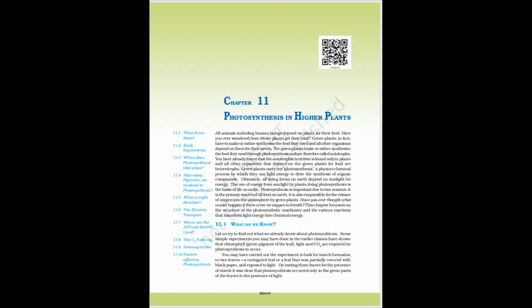He observed that the bacteria accumulated mainly in the region of blue and red light of the split spectrum. A first action spectrum of photosynthesis was thus described. It resembles roughly the absorption spectra of chlorophyll a and b, discussed in section 11.4.